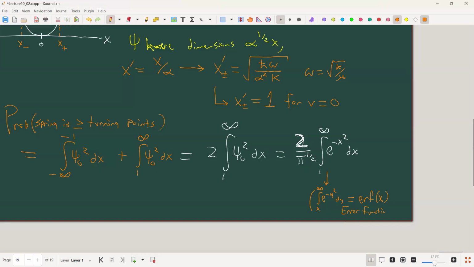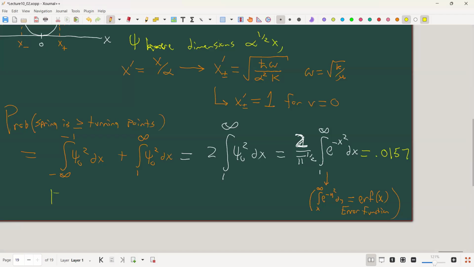You can look it up on Wikipedia, and statistics books have it tabulated. Right? It's one of those functions that are tabulated. And so you can look up the value for this, and it's equal to 0.0157. So what does that mean?